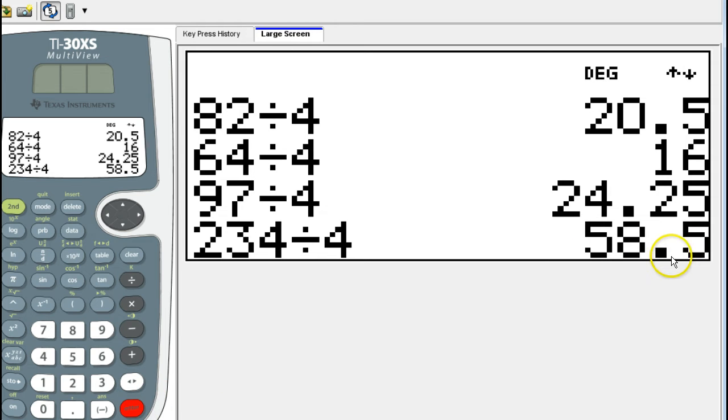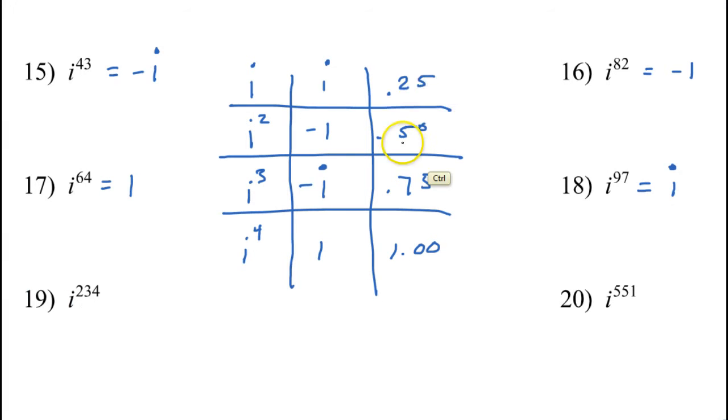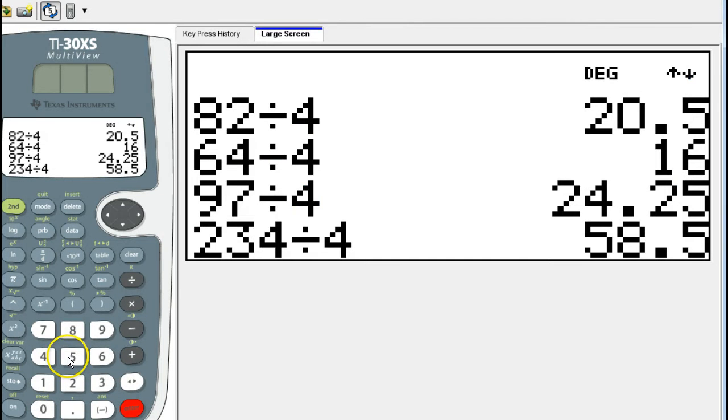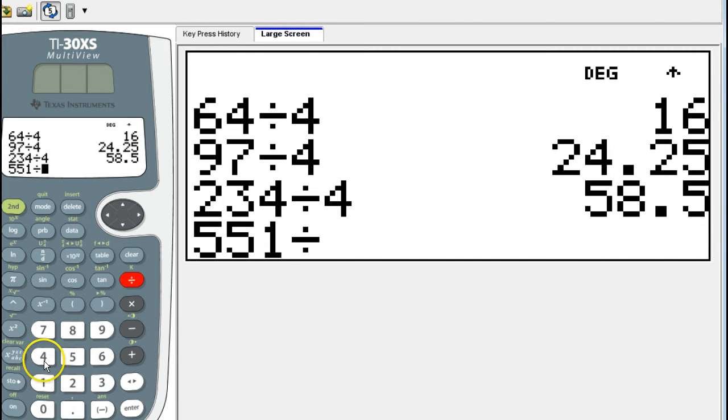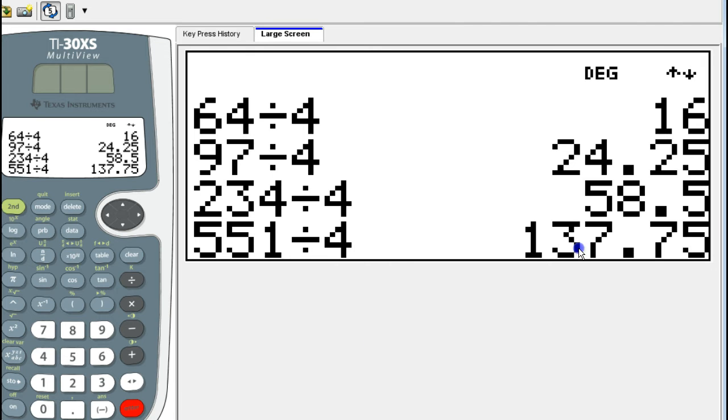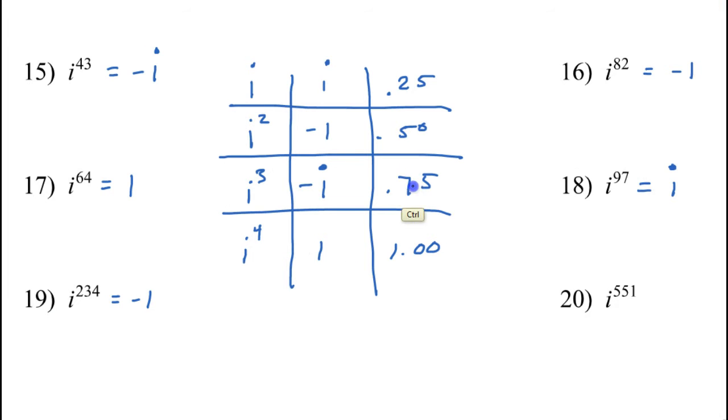58.5. Look at that 0.5. There's my 0.5. The answer is -1. What about 551? 551 divided by 4 is 137.75. Look at that 0.75. There's my 0.75. The answer is -i. So that's a shortcut for how you can simplify i to any power.